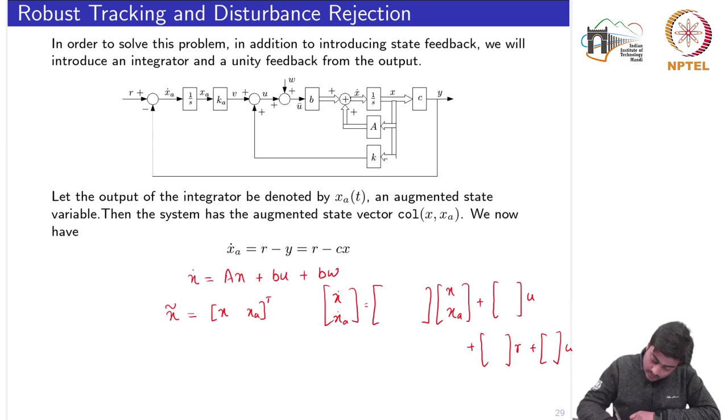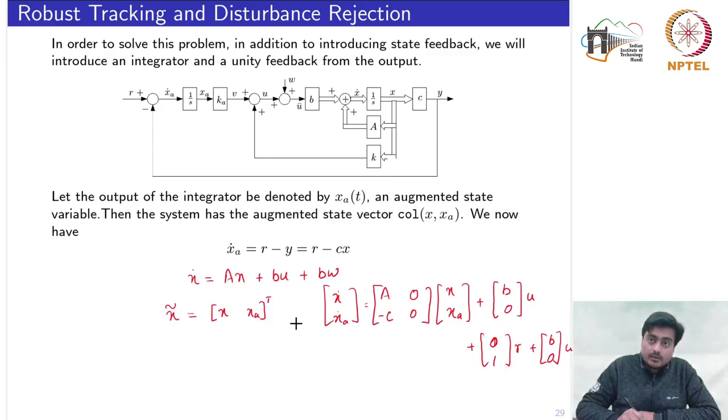So if we see here, we would have B, 0, and x dot a is defined in terms of x, it would be 0, 0 and 1 and 0. So this would be our augmented plant. Now we have these states.